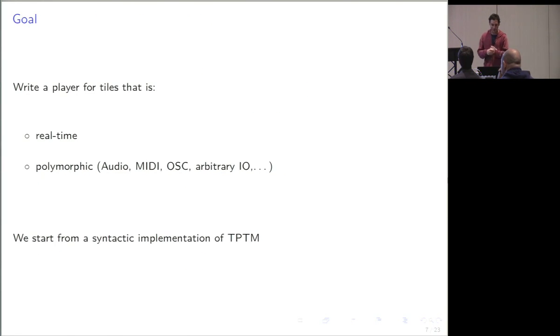So our goal is to write a player for those tiles. We want it to be real time, and we want it to be polymorphic, such that it handles various media types. So we first need to start from an implementation of those tiled polymorphic temporal media.